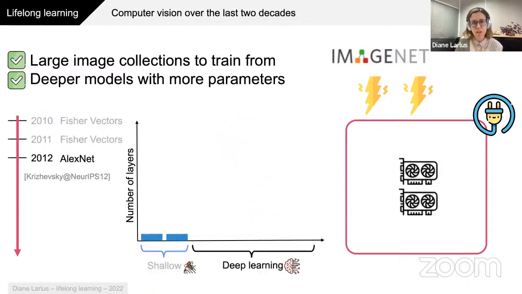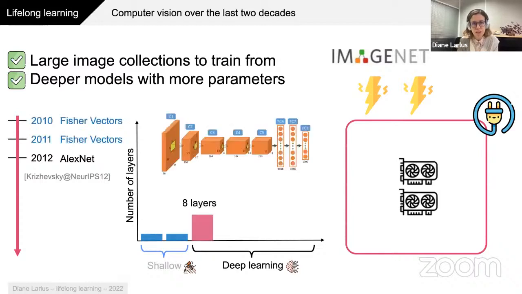But then in 2012, something happened. For the first time, an object categorization challenge was won by a deep architecture. And this deep architecture was actually a convolutional neural network. So convolutions are operations you can apply specifically to images. And this architecture was proposed by Alex Krizhevsky and co-authors. So this is why it's typically called AlexNet, because the first author of the paper is called Alex Krizhevsky, and it's composed of 8 layers, which was considered very deep at that time.